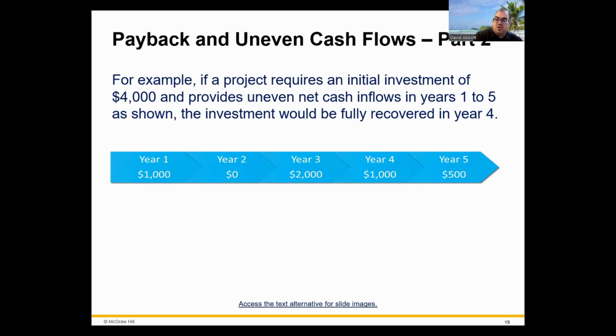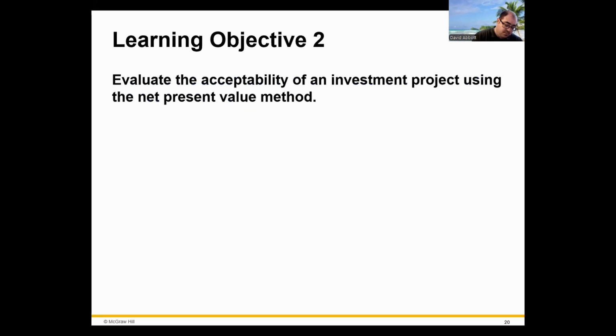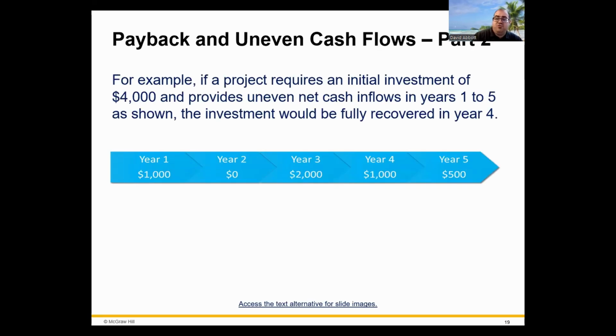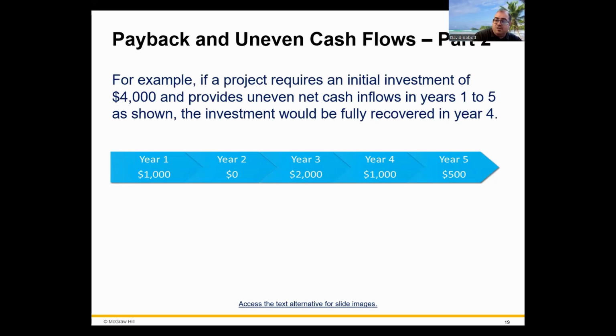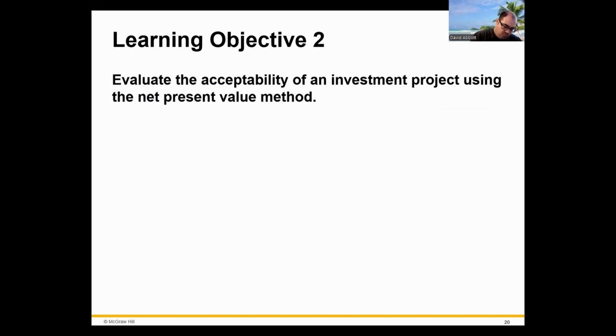So it's a $4,000 investment. In year 1, we would get $1,000. We wouldn't get anything in year 2, $2,000 in year 3, and then $1,000 in year 4. So by year 4, it would be paid back completely. If it's uneven cash flows, you're just going to have to calculate it for each year. This is pretty easy, but if it was something more involved, you might be able to build something in Excel that can help you work that out.